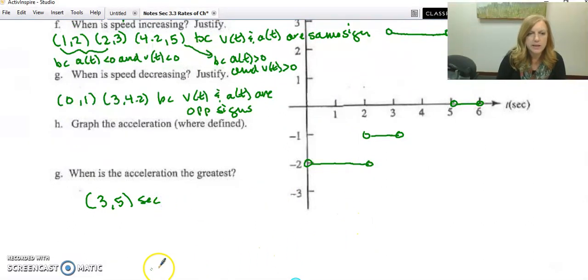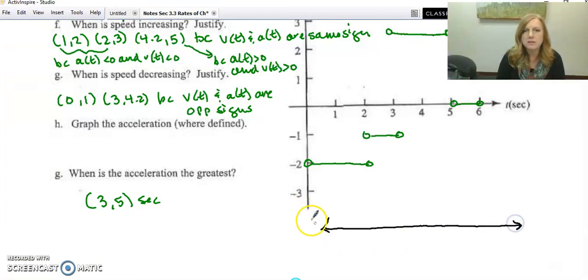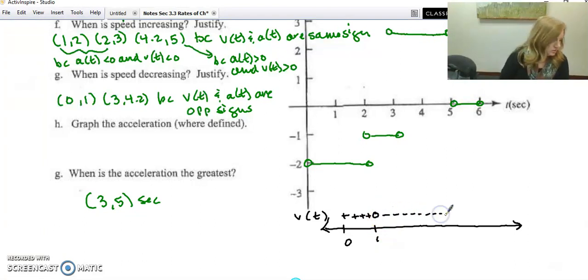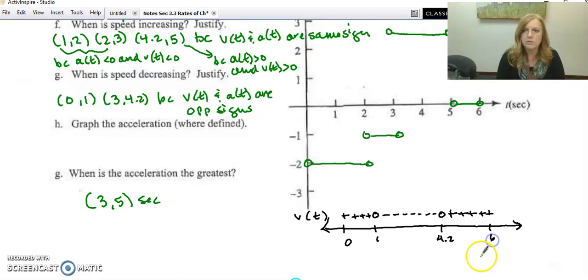But I do want to do one last thing before I start, which is this idea of a sign chart. Because sometimes I think it's a little easier to talk about speed if you take a look at the sign chart for your velocity. Your velocity is positive all the way up until it gets to 1, and then it's 0. Then it's negative all the way until we get to 4.2, which is about here. Then it's 0. And then it's going to be positive the rest of the way when I get to 6.